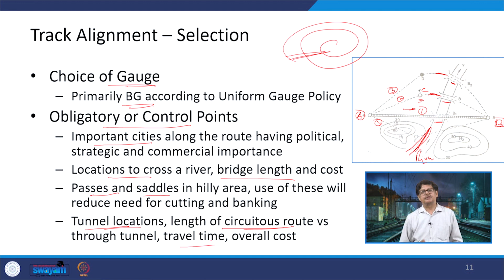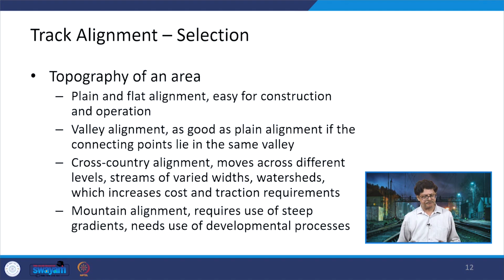And this improves upon the travel time, it improves upon the overall cost, even the operational cost is going to be reduced in those cases. Then plane and the flat alignment. This is easy for construction and operation because not much dilations are there. So, you are moving at a certain level, and when you are moving at that level uniformly, then the hauling capacity is being utilized to the maximum.